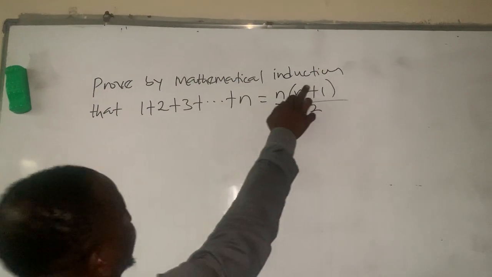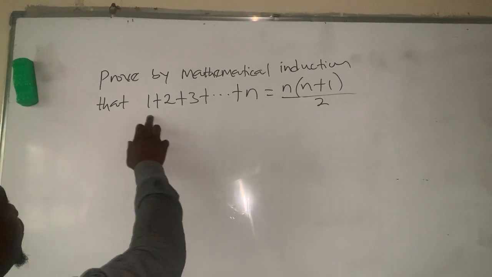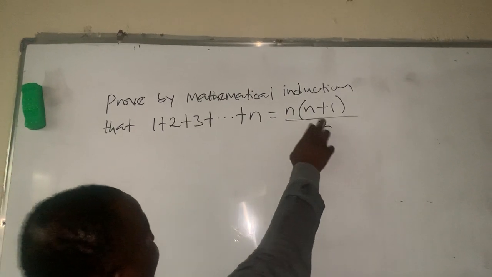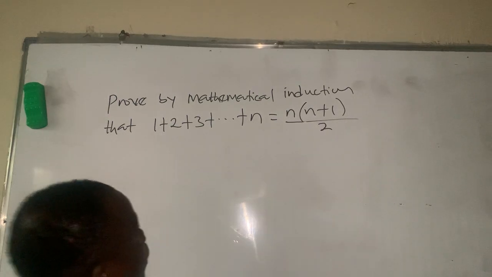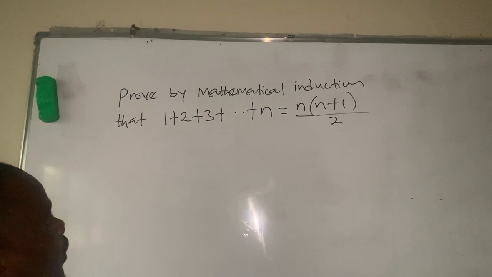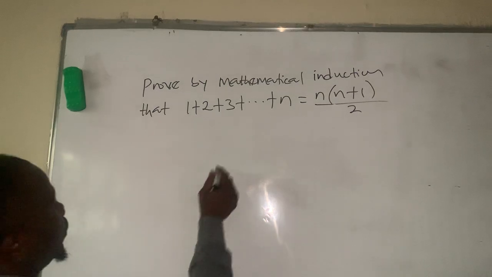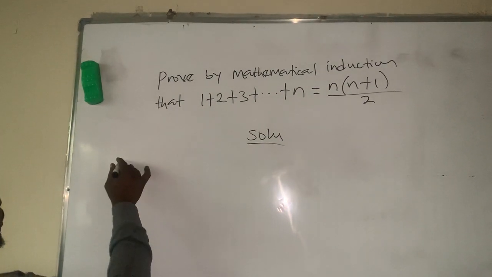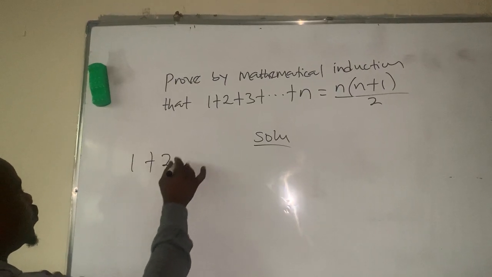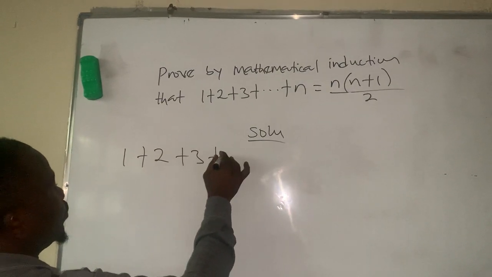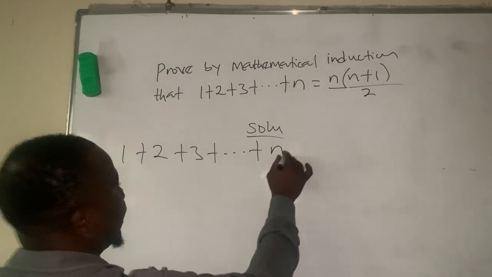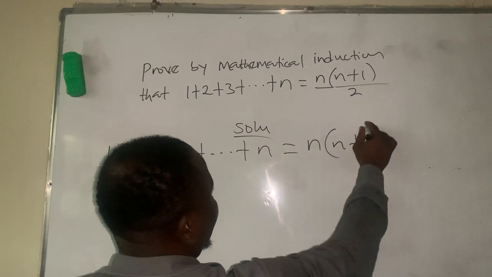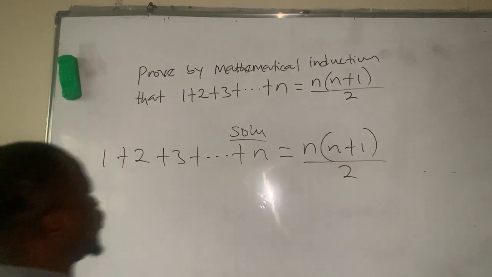Prove by mathematical induction that 1 + 2 + 3 + ... + n = n(n + 1)/2. Okay, we write the solution. 1 + 2 + 3 + ... + n = n(n + 1)/2.